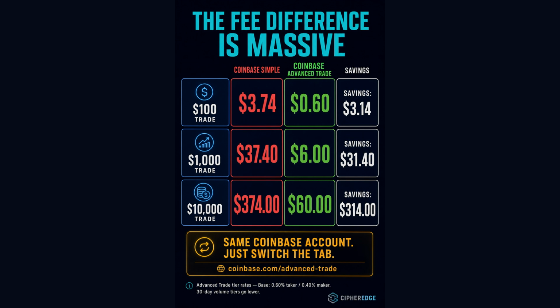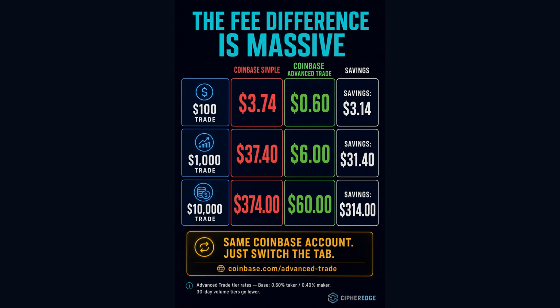How do you switch? On the web, go to coinbase.com/advancedtrade. In the app, tap the Trade tab and look for the Simple to Advanced toggle at the top. That's it. No subscription, no upgrade. It's a free feature inside your existing account that most people never touch.